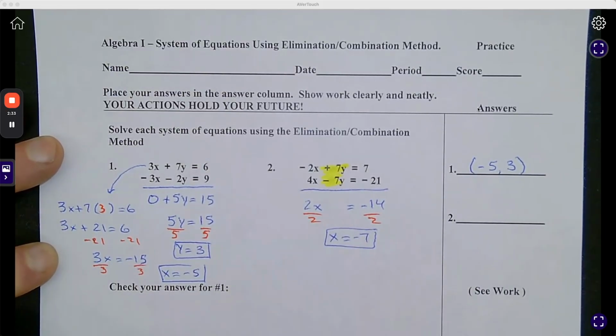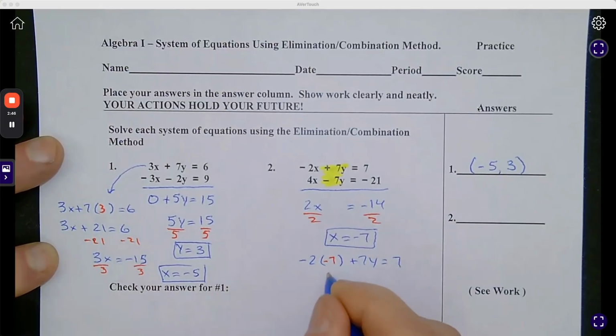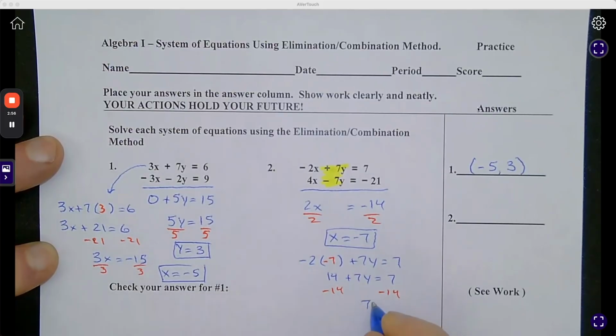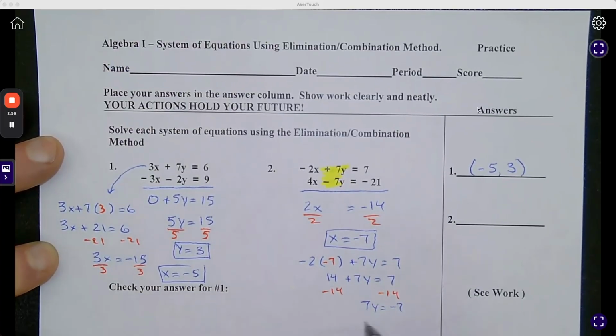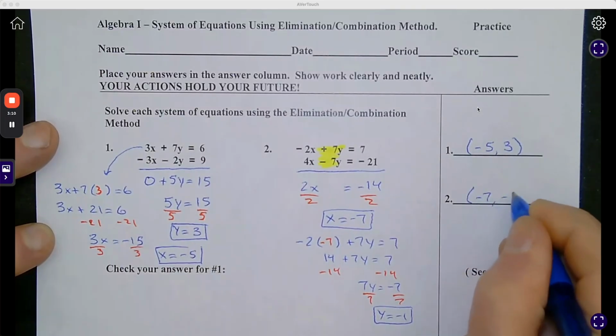Okay, now I'm going to go to one of the original equations. I'll go to the top one. I'll do -2. Boom. Substitute in -7 for the x, because that's what we claim it is. Multiply those together. Subtract 14 from both sides. You get 7y equals -7. Divide both sides by 7. And y equals -1. Okay, so now I have the ordered pair, -7, comma, -1.